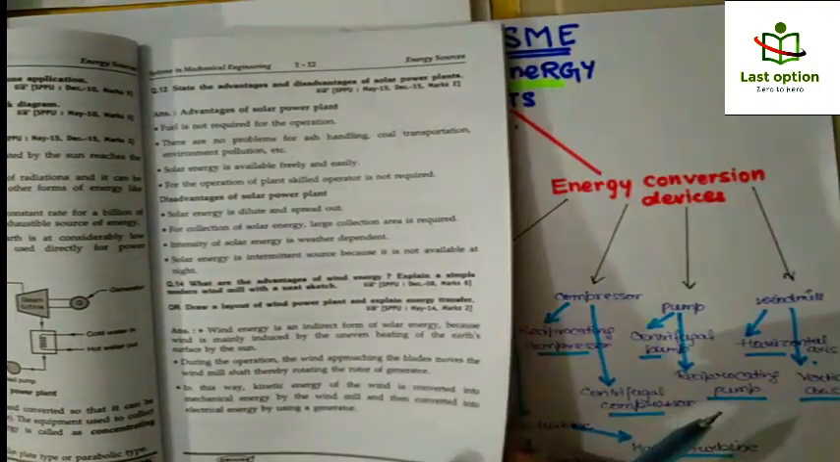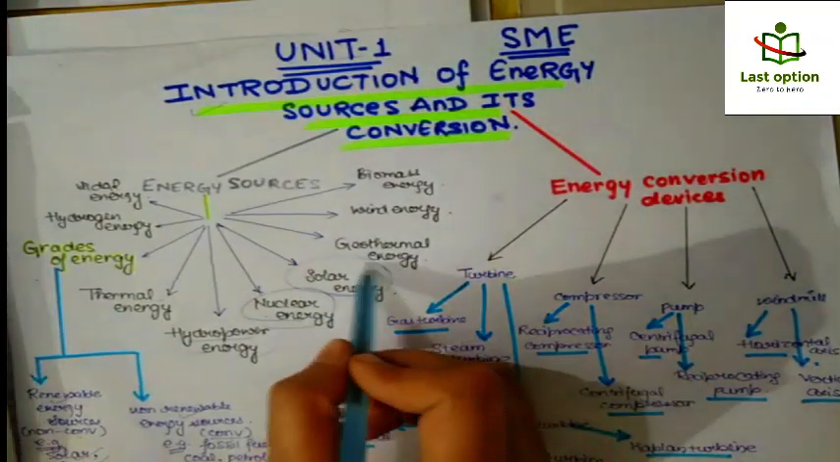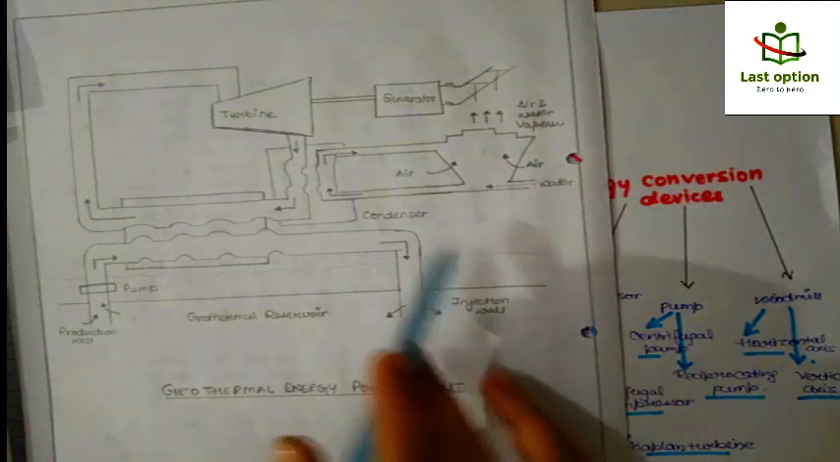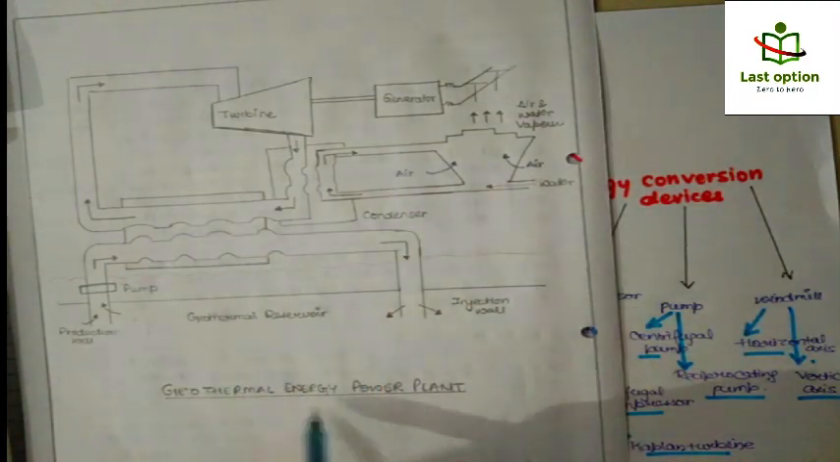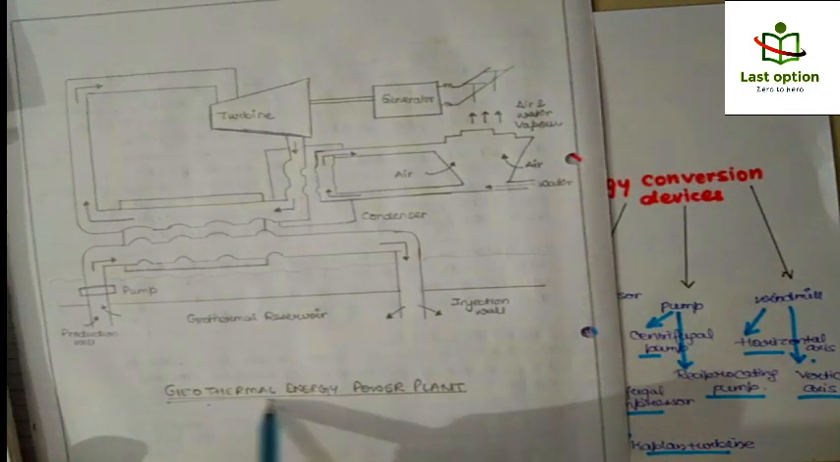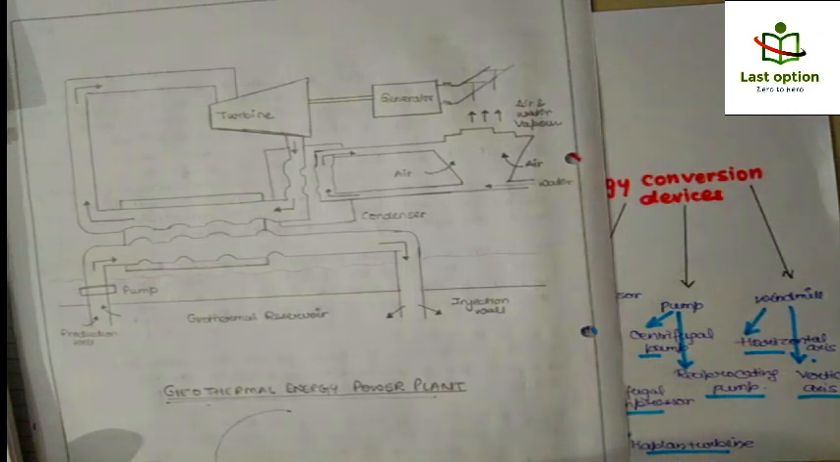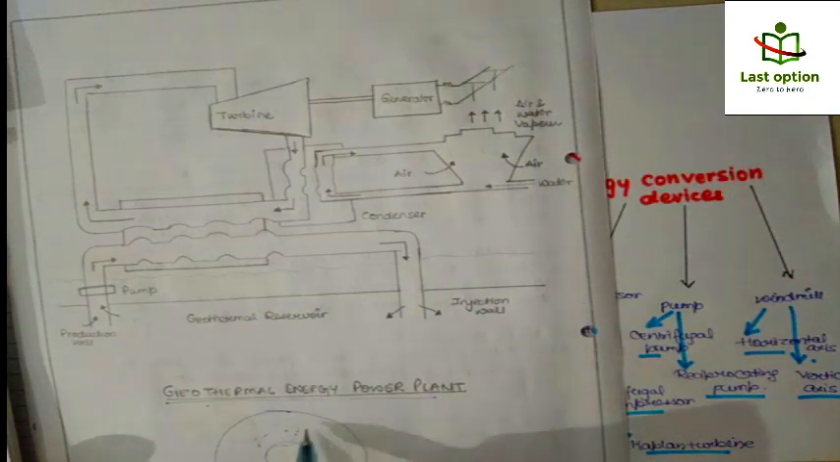Let's move towards the next part, which is geothermal energy. This is the basic diagram of a geothermal power plant. First of all, what is geothermal energy? We all know that the Earth has a core inside which is very hot, but the above layers of the Earth are also hot, and that is the energy we are going to use.